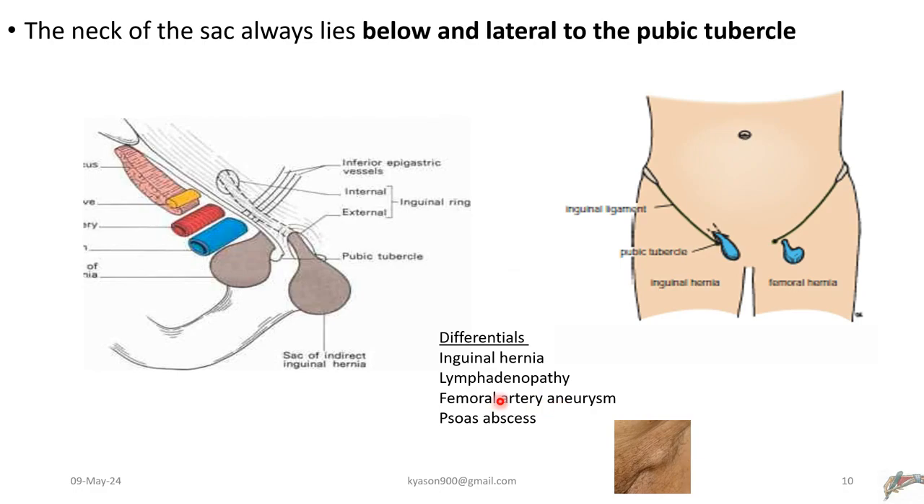In a patient with a femoral artery aneurysm, or an enlarged femoral artery, how can you differentiate such a patient from these other patients here? The patient has a femoral artery aneurysm. How can you differentiate that from these other scenarios? Anyone who can tell us?